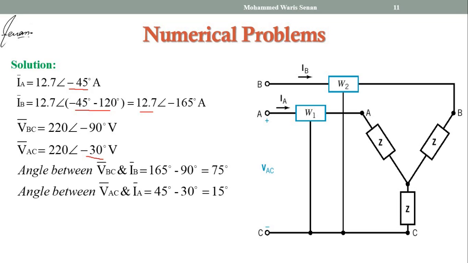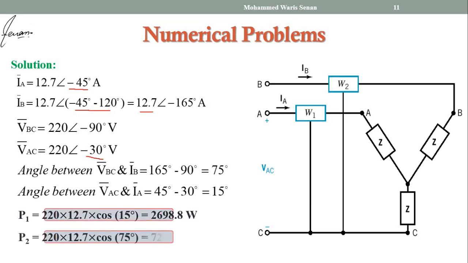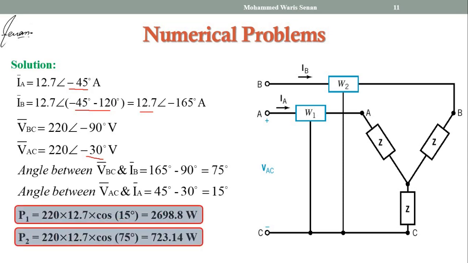Now let us calculate the readings of the wattmeter. The reading of wattmeter 1 will be equal to VL IL cos of the angle between VAC and IA, and that will be equal to 2698.8 watt. And in a similar manner for the second one, it is VBC into IB into cos of the angle between VBC and IB, and that is 75 degree. So the reading of the second wattmeter will be equal to 723.14 watt.